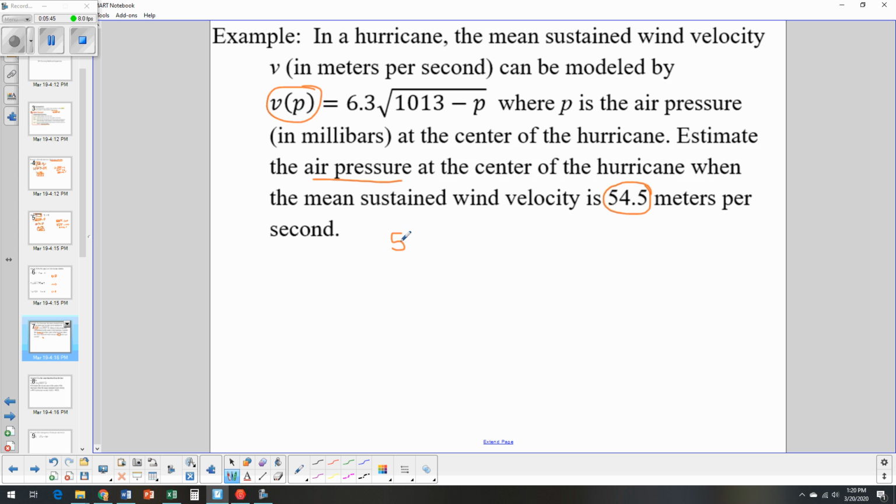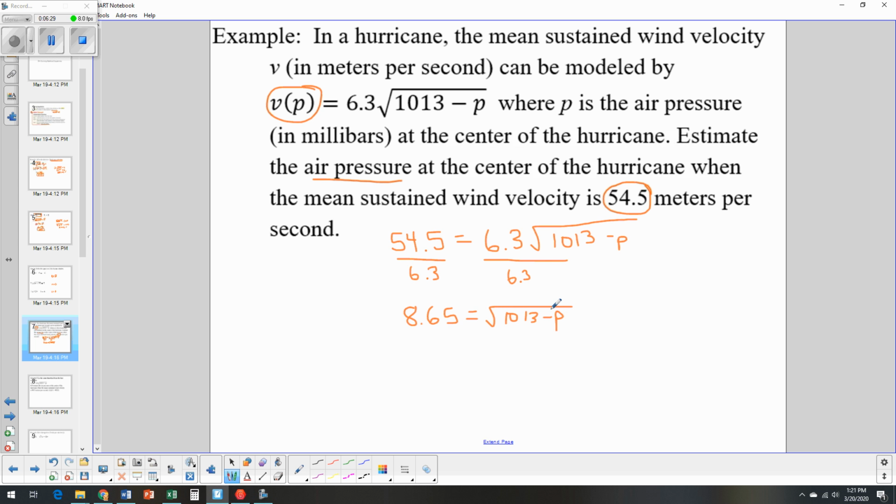So we're going to have 54.5 equals 6.3 times the square root of 1013 minus P. The goal should be to get the square root alone. So first I'm going to divide both sides by 6.3. When I do that, I get about 8.65. So now that's equal to the square root of 1013 minus P.